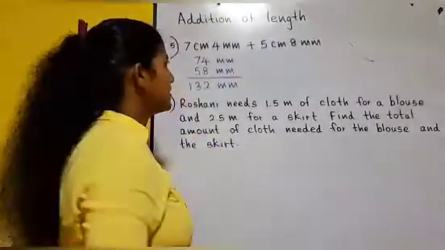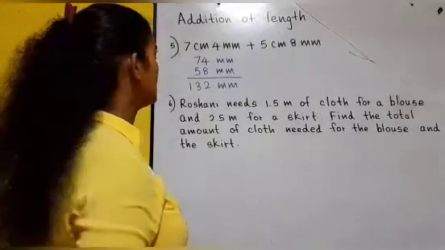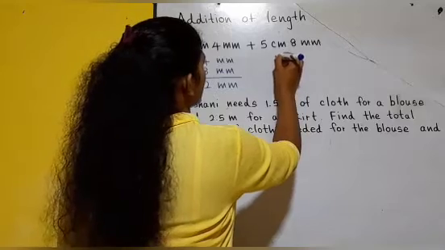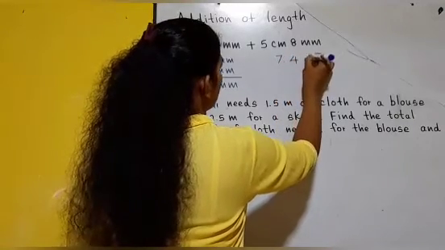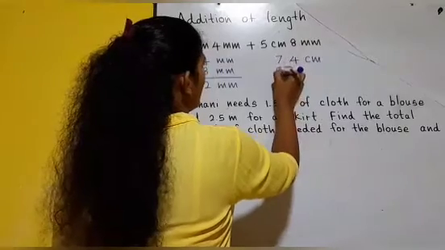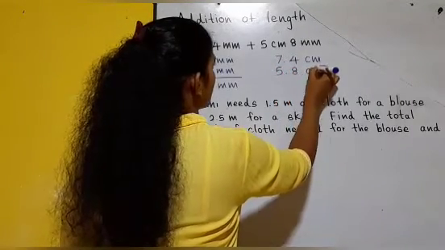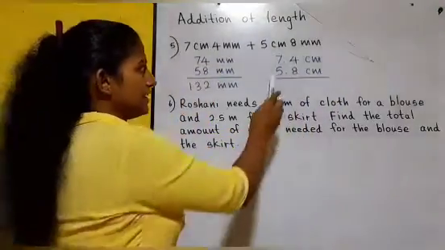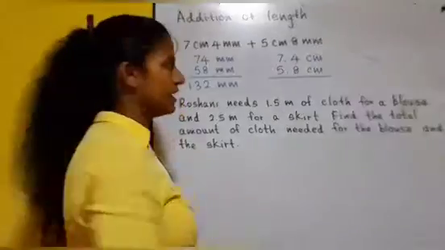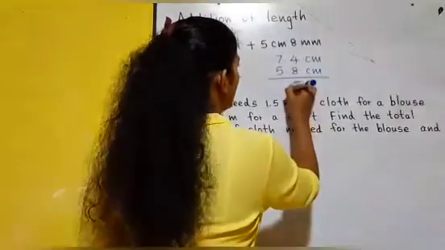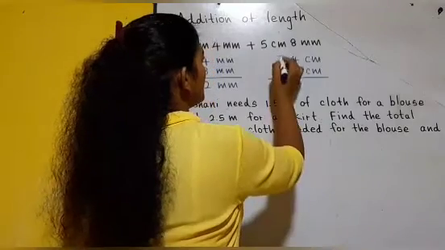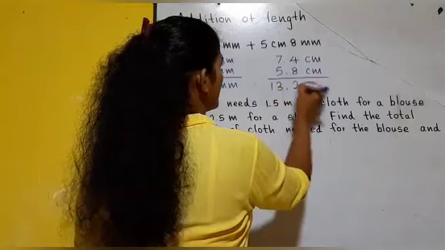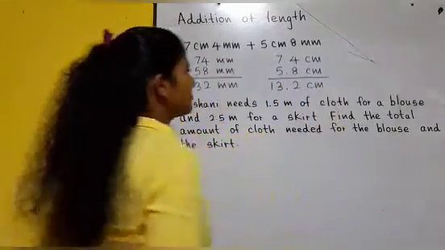Or by converting this into decimals also we can perform it. I can write like this. 7.4 centimeters, here 5.8 centimeters. We know that when we are adding decimal numbers, we have to place the decimal point one below the other, like this. 4 plus 8 is 12, then keep the decimal point again. Then 7 plus 5, 12, 12 plus 1 is 13. 13.2 centimeters.